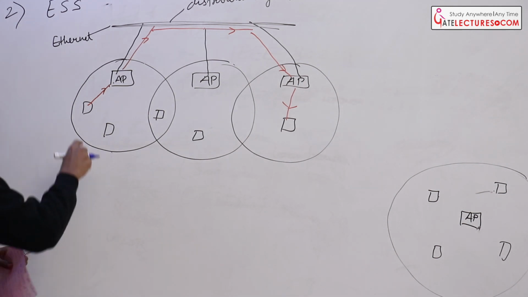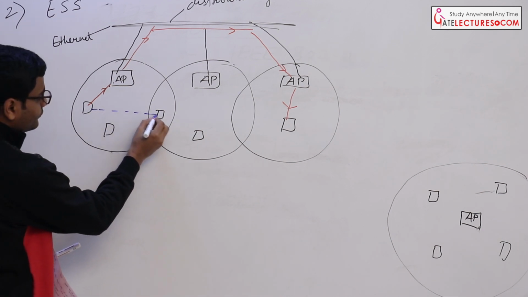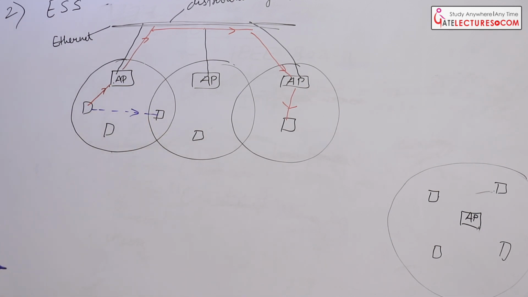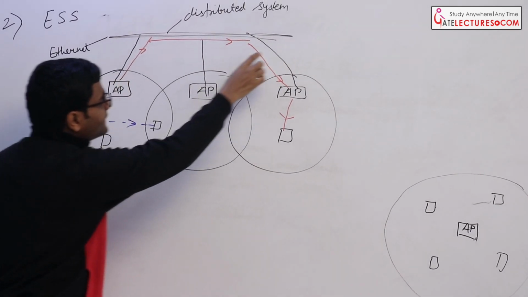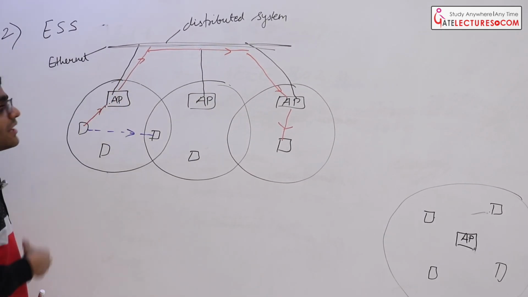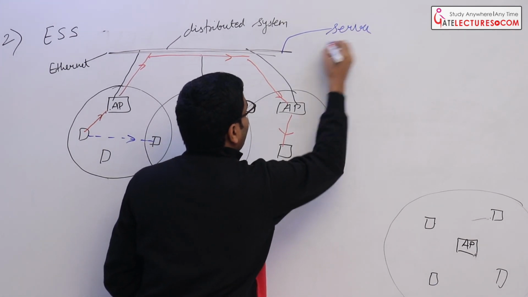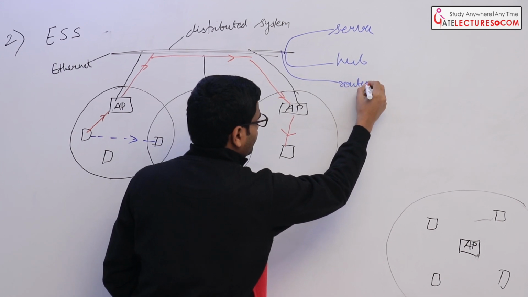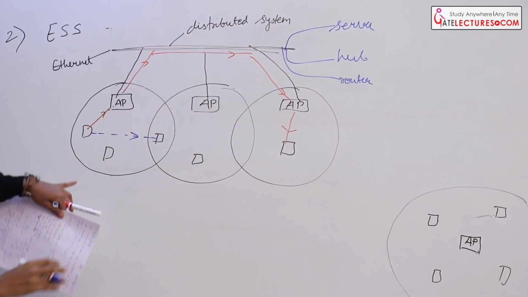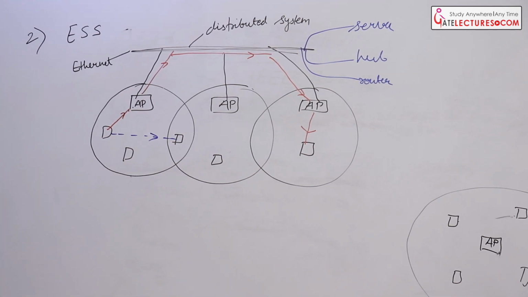And if this node wants to communicate with a node inside this range, it can communicate directly. Now the advantage of having a wired network here is that this wired LAN can be connected to any server or hub or router or anything. So in this way, this node can have access to the whole network. Fine.